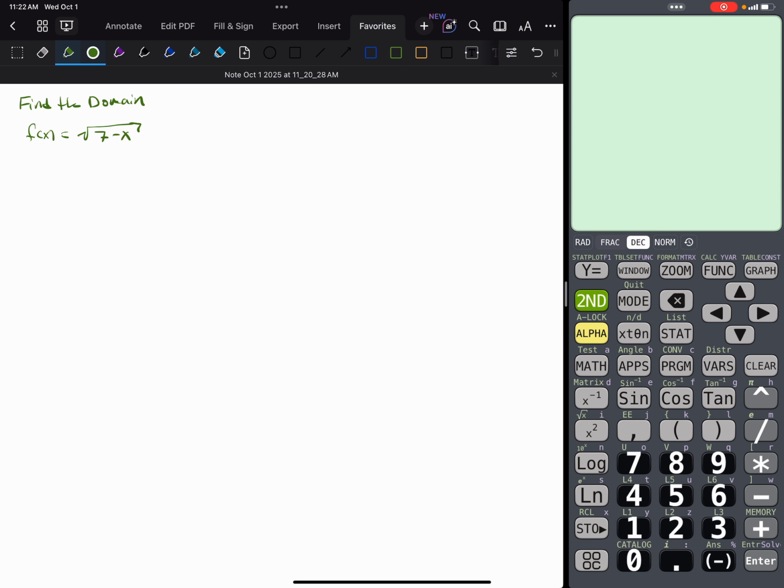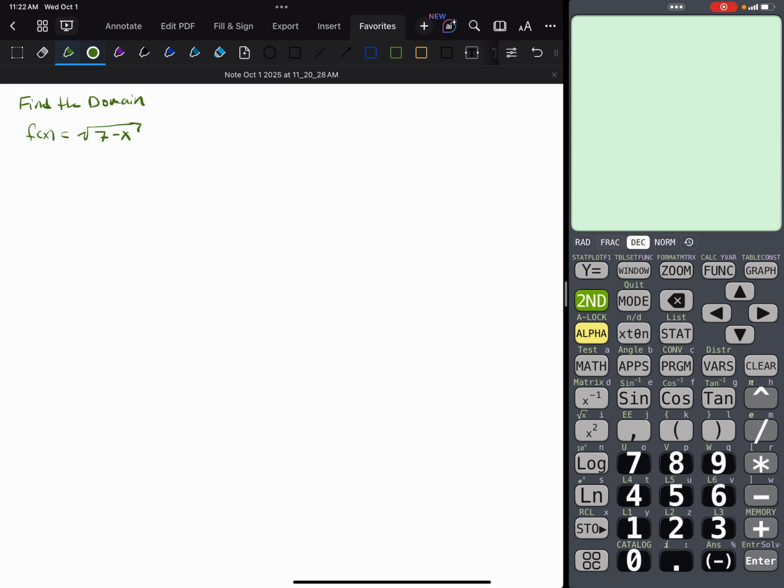Well, the domain of a function, it's the set of x values that actually get mapped to y values, right? They get mapped to outputs. And so it's the set of allowable x values. It's the x values that are allowed to be used by our function.